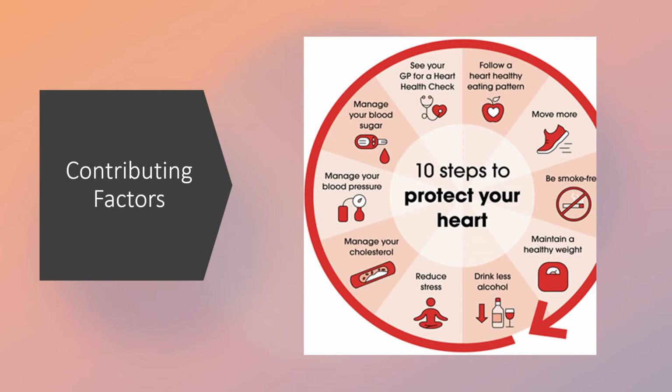Here are some of the contributing factors, and there are ways that you can try to slow the progression of the disease or prevent it from happening. Everyone should make sure they see their general practitioner for a heart health checkup, and follow a heart healthy eating diet. Exercise is very important. Of course, no smoking. It's better to not even start smoking. Maintain a healthy weight, decrease alcohol intake and stress, keep cholesterol under control. Very important to manage blood pressure and blood sugar.